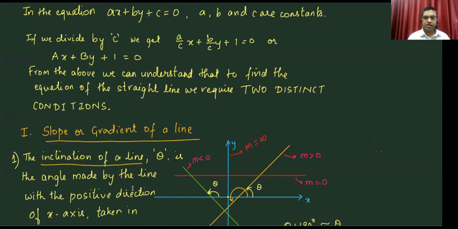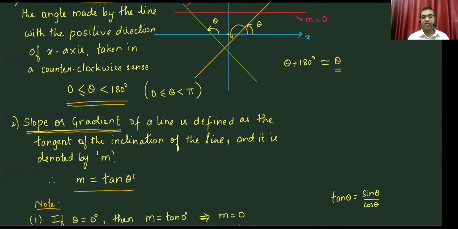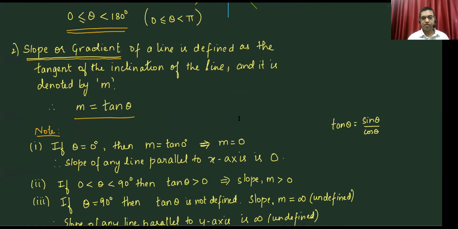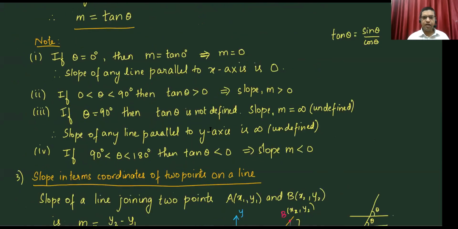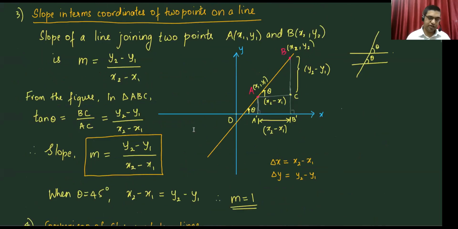So we discussed slope and gradient. Inclination of the line is the angle that the line makes with the positive x-axis, that is theta. Theta lies between 0 and 180, and slope is defined as tangent of this theta. Tan theta will give us the slope. And then slope we discussed in terms of 2 points on a line.